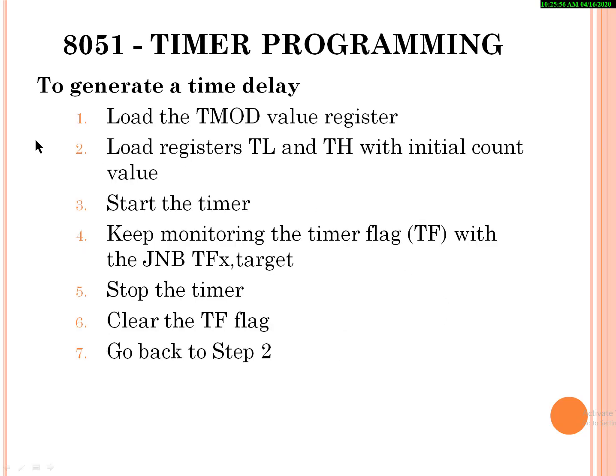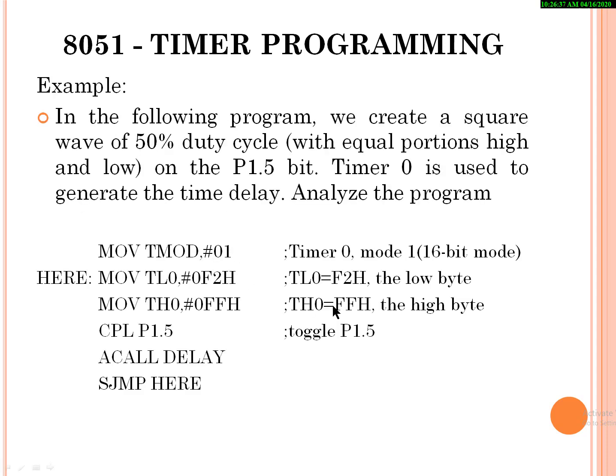Now we'll see how to program a timer. To program a timer, we have these steps to follow. First, we have to load the TMOD register. The TMOD register, like I said earlier, is used to specify the modes. Then we have to load the count value onto the TL and TH registers, and start the timer with the help of the SETB instruction. We have to continuously monitor the TF flag with the help of the JNB instruction, stop the timer, clear the overflow flag, and go back to the second step to continue the process.